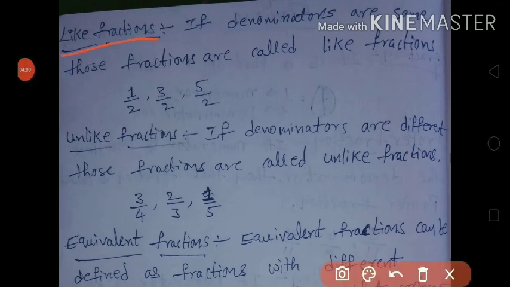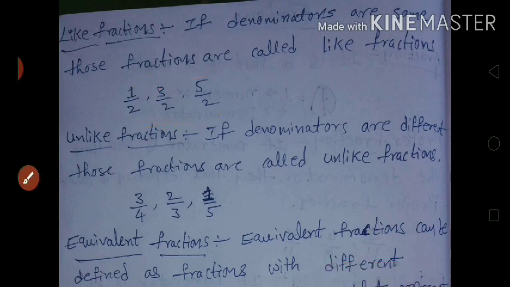Then like fractions. If all the denominators are the same, those fractions are called like fractions. Irrespective of the numerators, if all the denominators are equal, then those fractions are called like fractions. Next, unlike fractions. If denominators are different, those fractions are called unlike fractions. Irrespective of the numerators, if all the denominators are different, then those fractions are called unlike fractions.